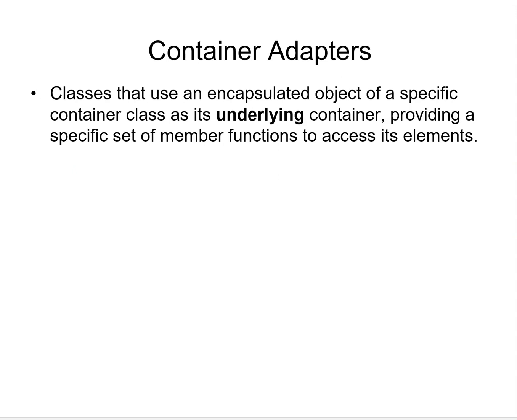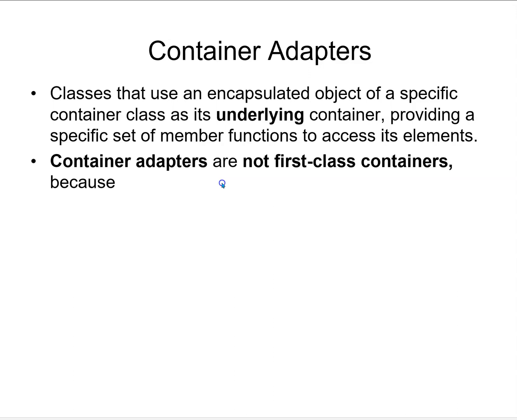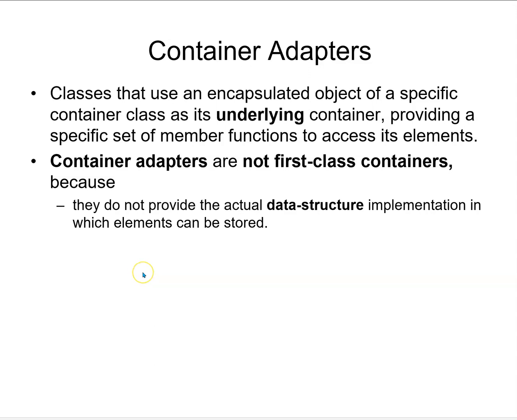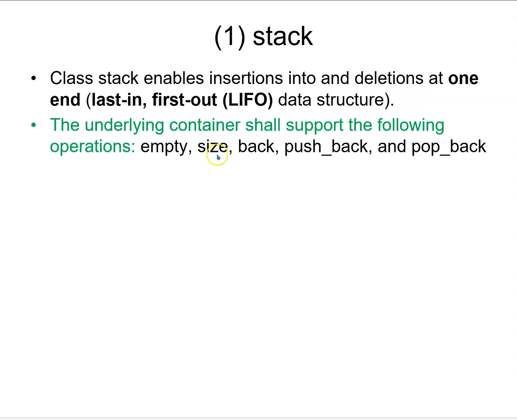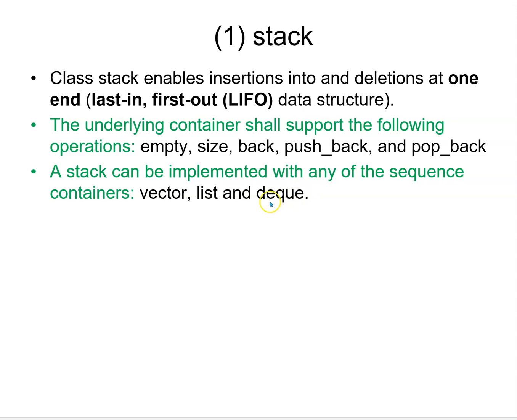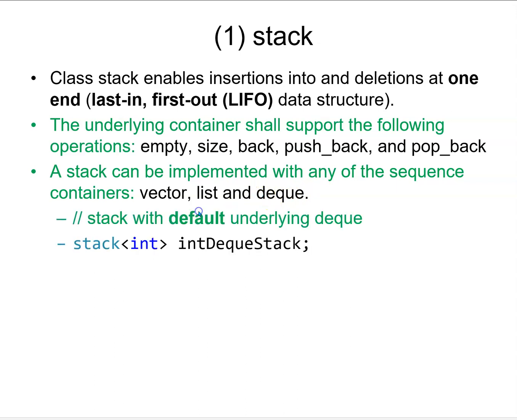So, classes that use an encapsulated object of a specific container class as its underlying container provide a specific set of member functions, and those are called container adapters. They're not first-class containers because they don't provide the actual data structure implementation in which the elements can be stored, and they don't support iterators. Stack enables insertions into and deletions at one end of a data structure. The underlying container shall support the following operations: empty, size, back, push back, and pop back. So it can be implemented with any of the sequence containers, list, vector, and deque.